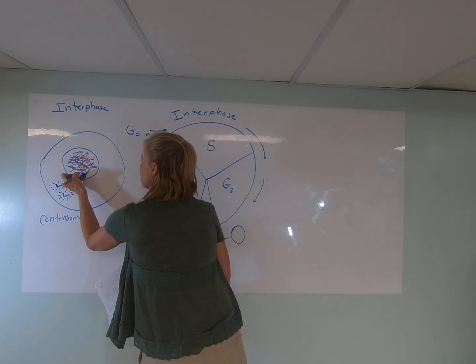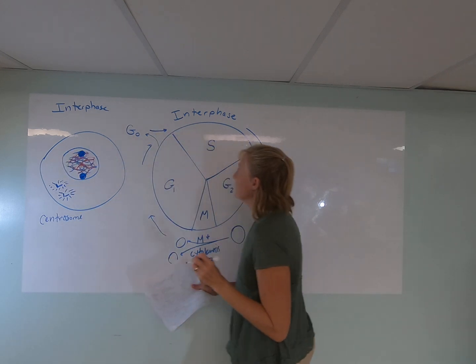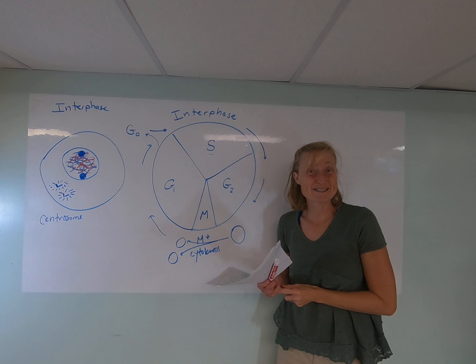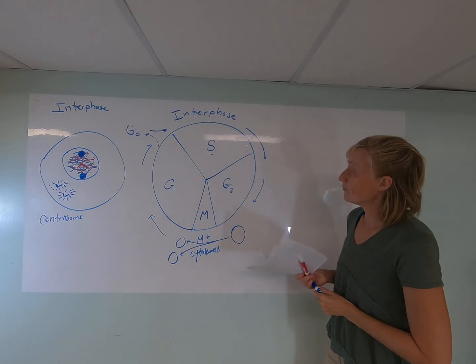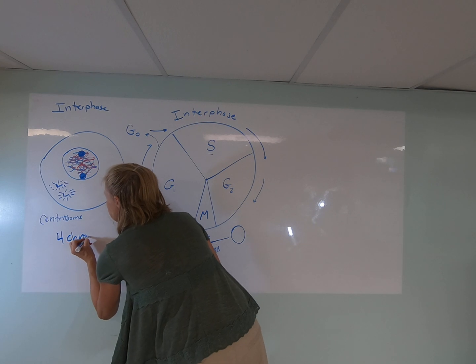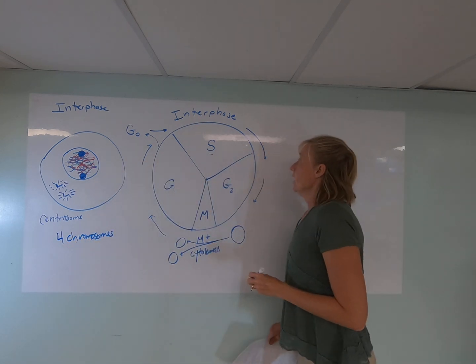I forgot to add in a few nucleoli, those dark staining regions in the nucleus. But the big part of S is the replication of all of its DNA. We have a cell now that has 4 chromosomes in it. And we'll talk about what chromosomes are in a second, okay?